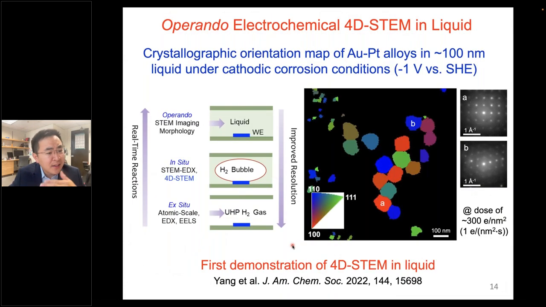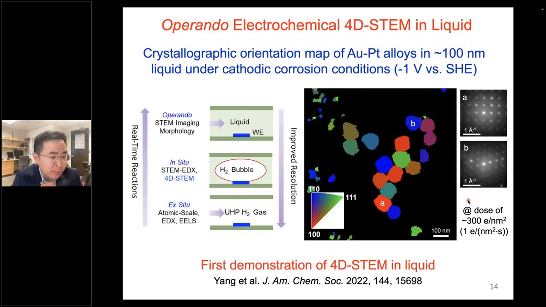So with that, another technique I want to also briefly touch on is basically what we have been developing in the past 3 or 4 years. This is in close collaboration with Professor Yixin Shao, now at University of Southern California. So we are able to show that in a liquid cell under electrochemical conditions, we actually can directly map out a crystal orientation map of this bimetallic alloy, as you can see here from the high quality electron diffraction pattern at fairly low beam dose.